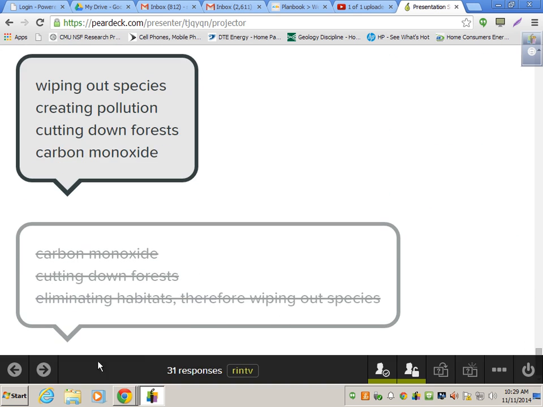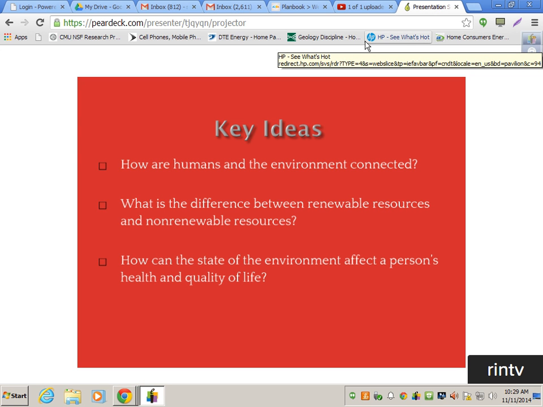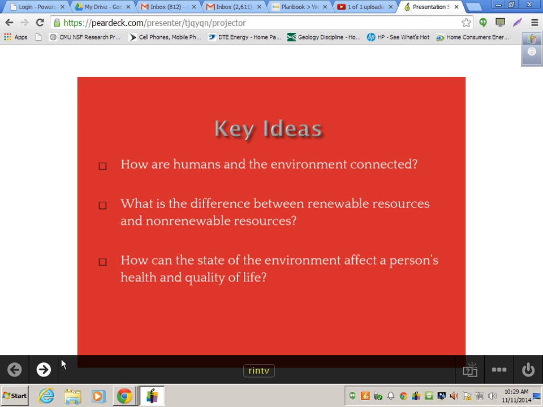Perfect. So today we're going to look at how humans and the environment are connected. We'll start that discussion today. We'll talk about the differences between renewable resources and non-renewable resources. And you guys probably already know quite a few of those. And we'll look at the state of the environment and how it affects a person's health and quality of life.